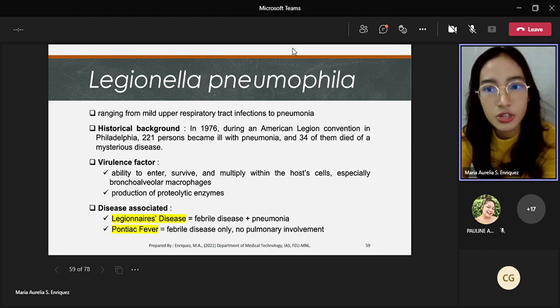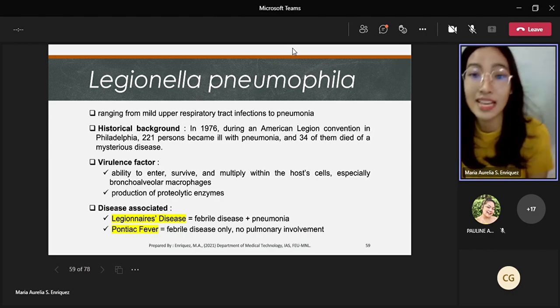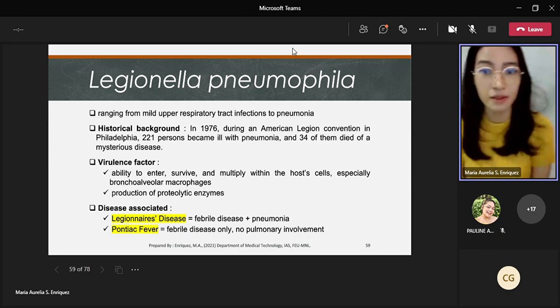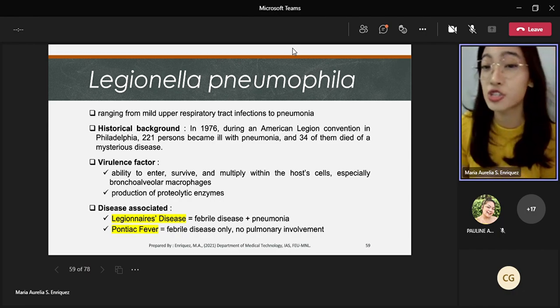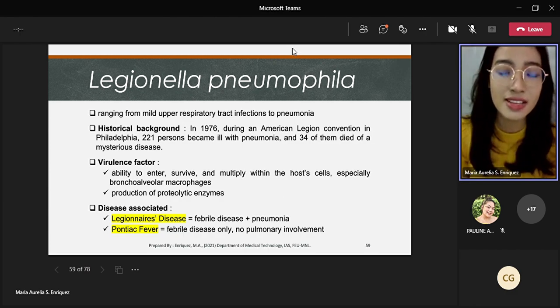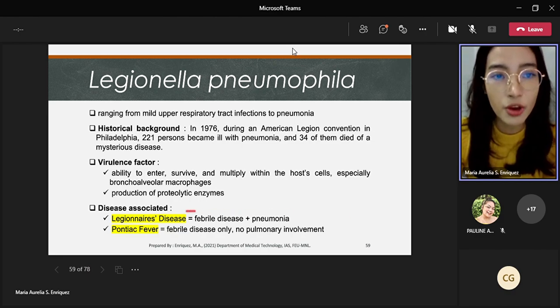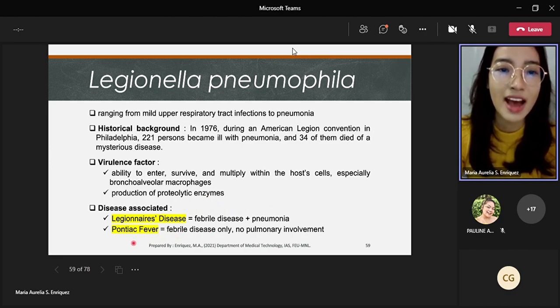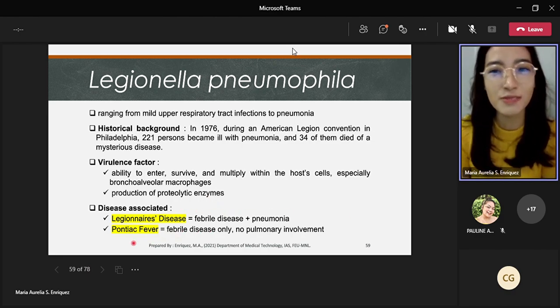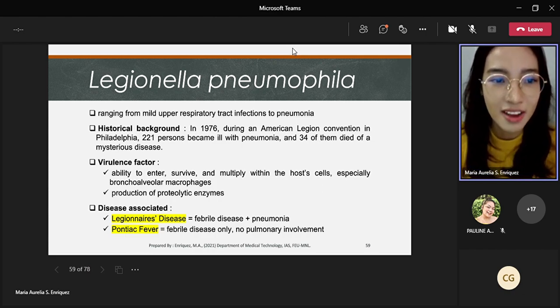Okay, now there are two forms of the disease. Legionnaire's disease is a febrile illness with pulmonary involvement. Now, if the patient does not present with pneumonia, the disease is simply known as Pontiac fever. So Legionnaire's disease is more severe, and it has a milder version, its gentler sibling, which is Pontiac fever.